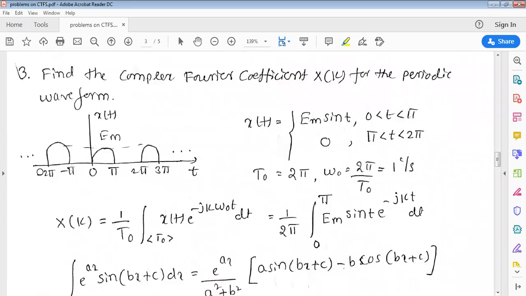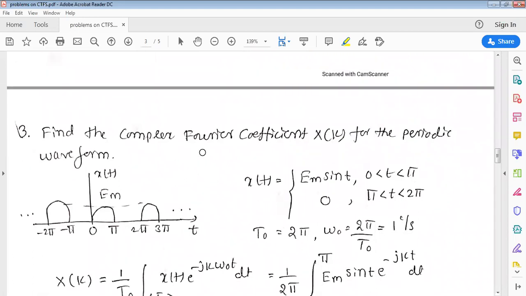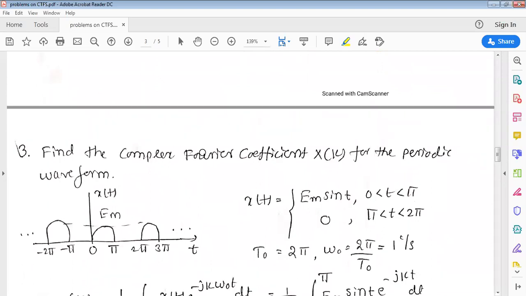X of k in this format. What's the period of the signal? 0 to 2 pi. Why is it 0 to 2 pi, why not from 0 to pi? Because the signal ends at 2 pi and it repeats after 2 pi. See here, from 0 to pi you have some value, after that it is 0, and again the signal repeats from 2 pi. Therefore, recognize the period of the signal as 2 pi and not pi. Be careful while you make such decisions.